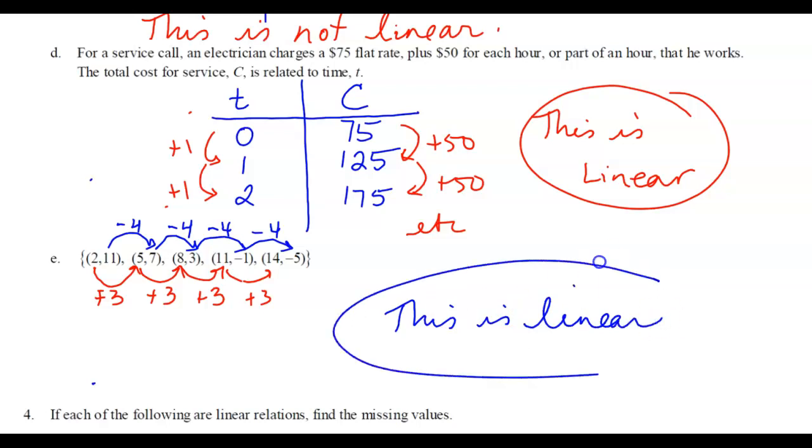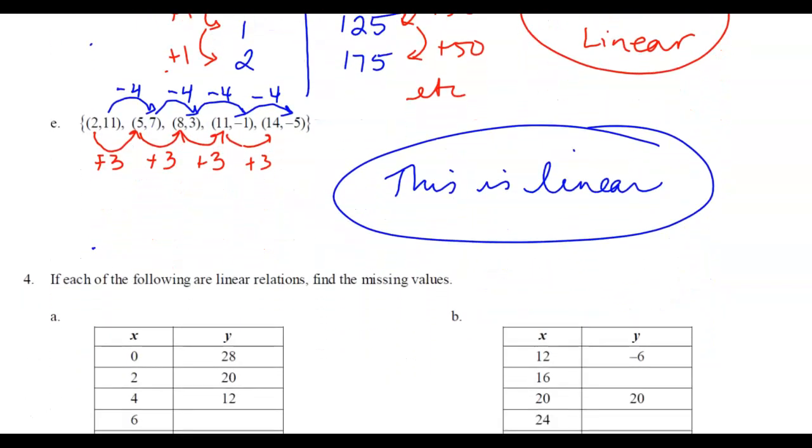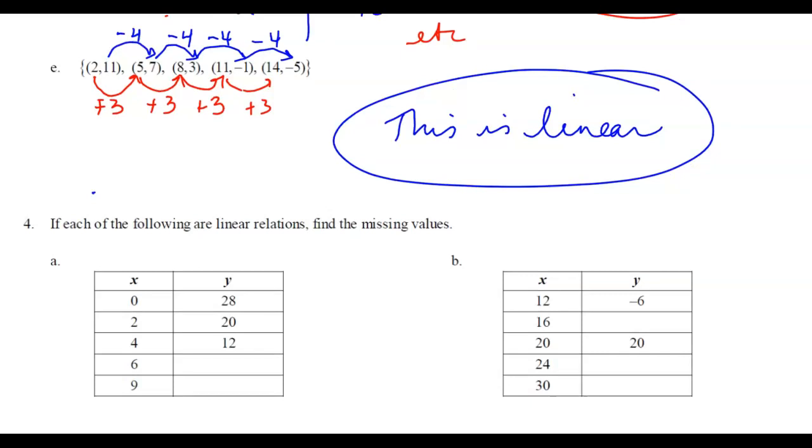Okay. Now, sometimes we have to fill in missing values. So this tells us in question 4 that these are linear relations. So that means we have to make sure our values in the chart satisfy that.